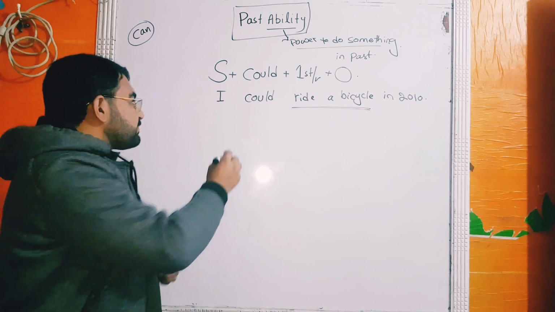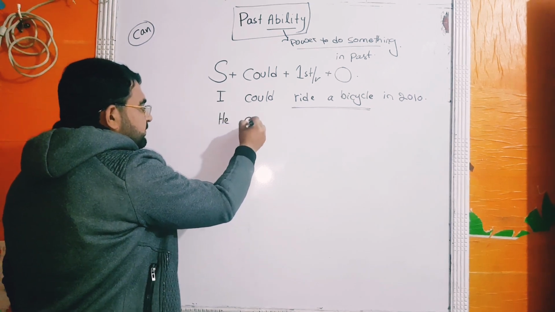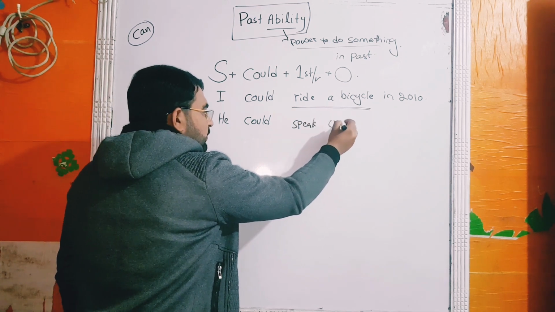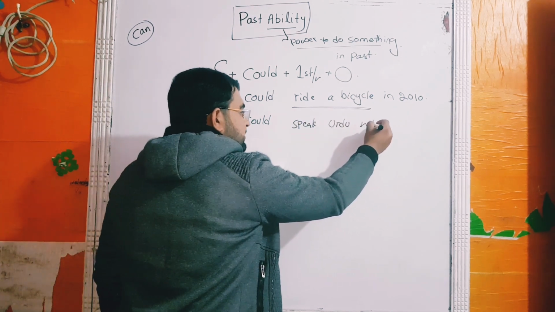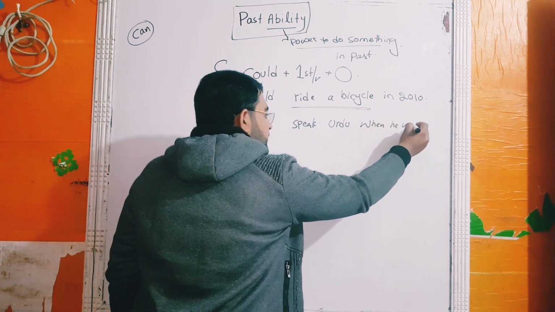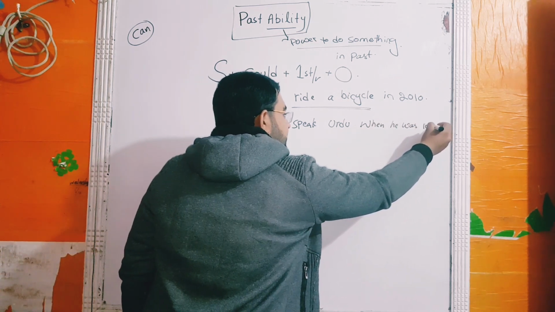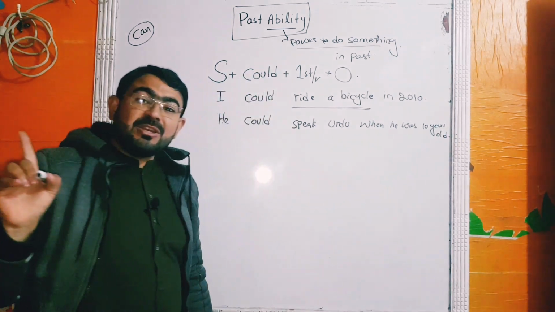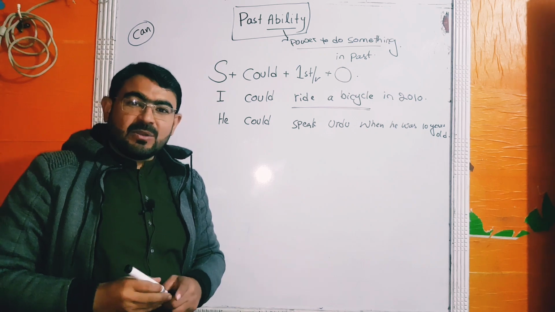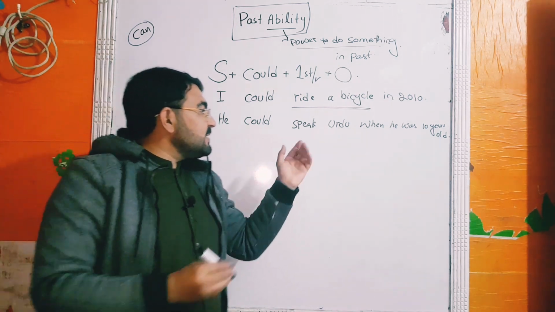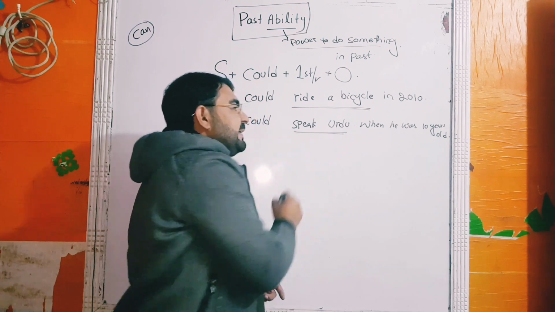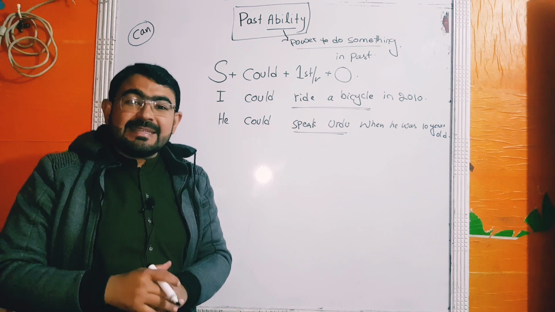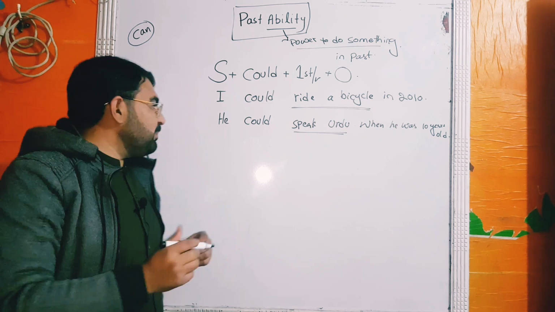Okay, easy. Now, he could speak Urdu when he was 10 years old. The sentence means that speaking Urdu was his ability in past time, when he was 10 years old. So this was his ability, his skill.